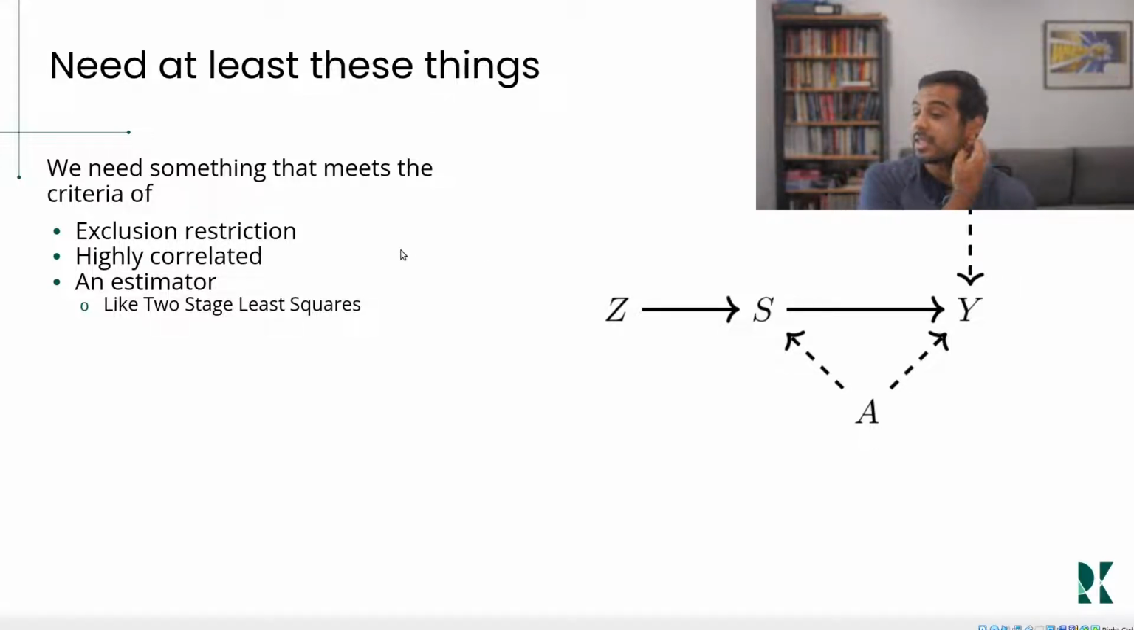So the next thing, as Scott pointed out, is it has to be highly correlated. If this is weakly correlated, and they call these weak instruments, it's really tough to pull out the effect. But if it's highly correlated, then it becomes much simpler. And then you need an estimator.